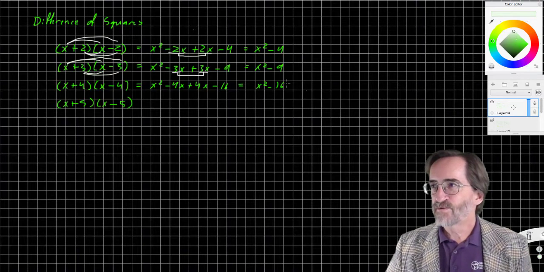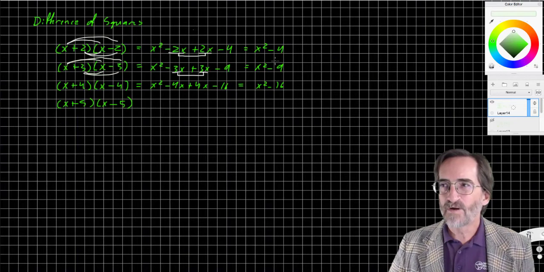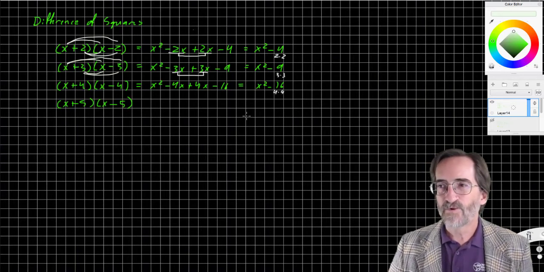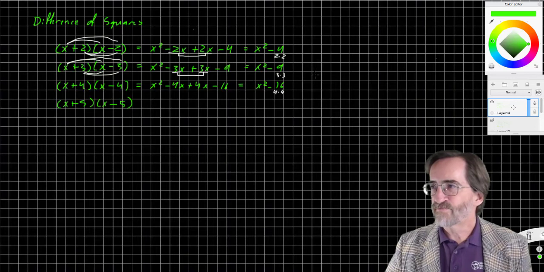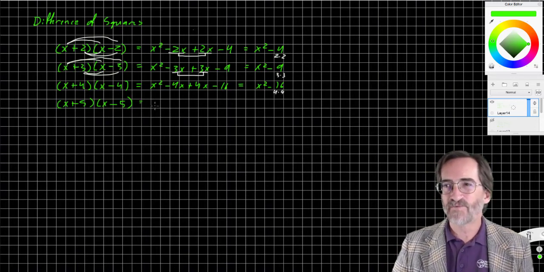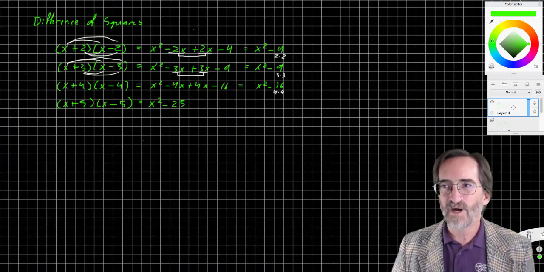Okay, notice the results. They're always minus. It's always x squared minus. And the 4 comes from 2 times 2. 9 comes from 3 times 3. 16 comes from 4 times 4. So we can now use this pattern to multiply faster. I notice, hey, this is an x plus 5, x minus 5, so the answer is going to be x squared minus 25, which is 5 times 5.